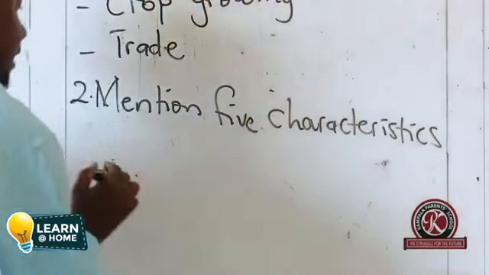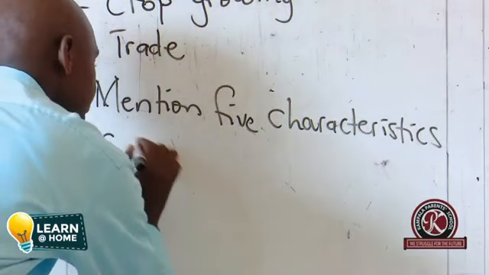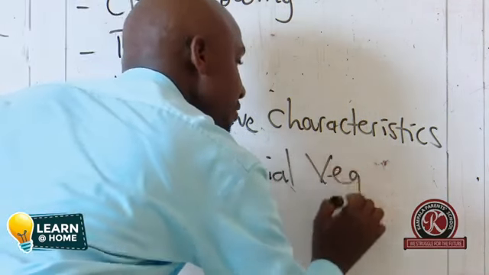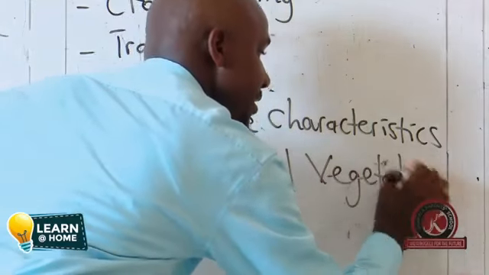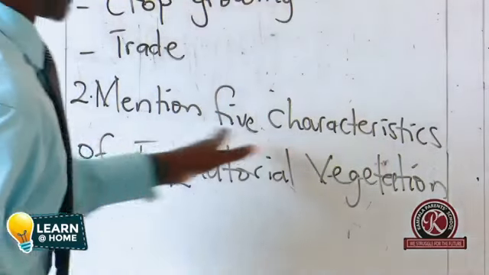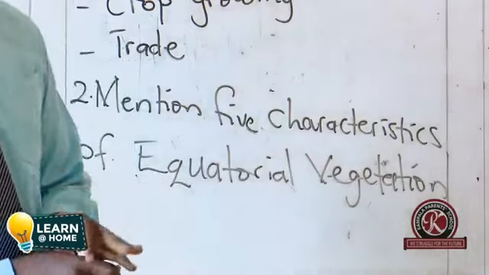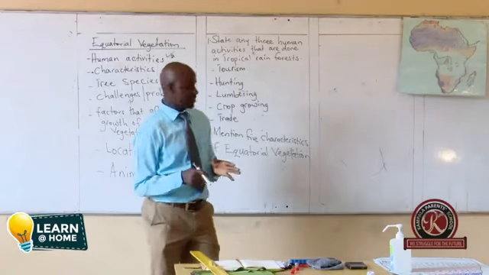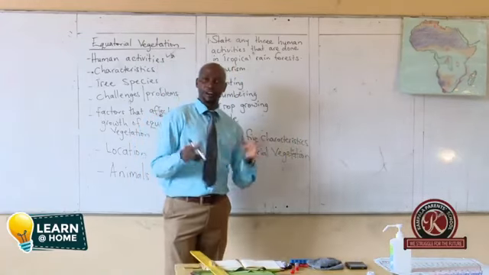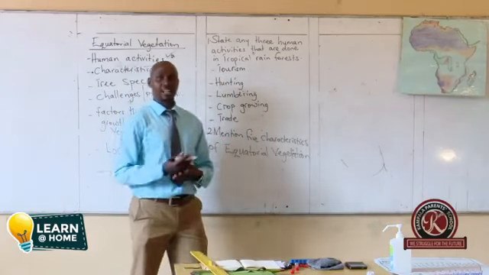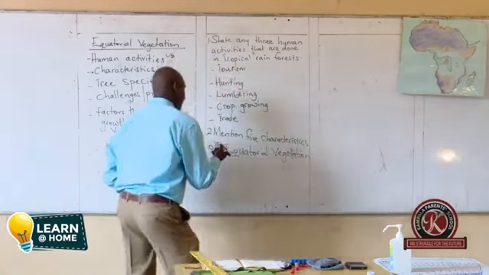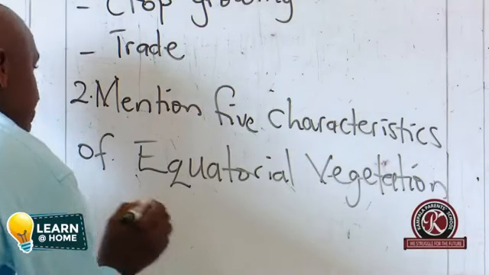Mention 5 characteristics of equatorial vegetation. There are quite many, but we shall look at the few we can manage, or we can complete them if we want. So 1, characteristics of equatorial vegetation. For those who have ever visited Mabira Forest, the characteristics of Mabira Forest are the ones we want because it's an example of equatorial vegetation. Yes, viewers, tell us 1. I know there are those who are watching, enjoying our lesson. Tell us 1. Yes, 1 is saying they are sources of hardwood timber.